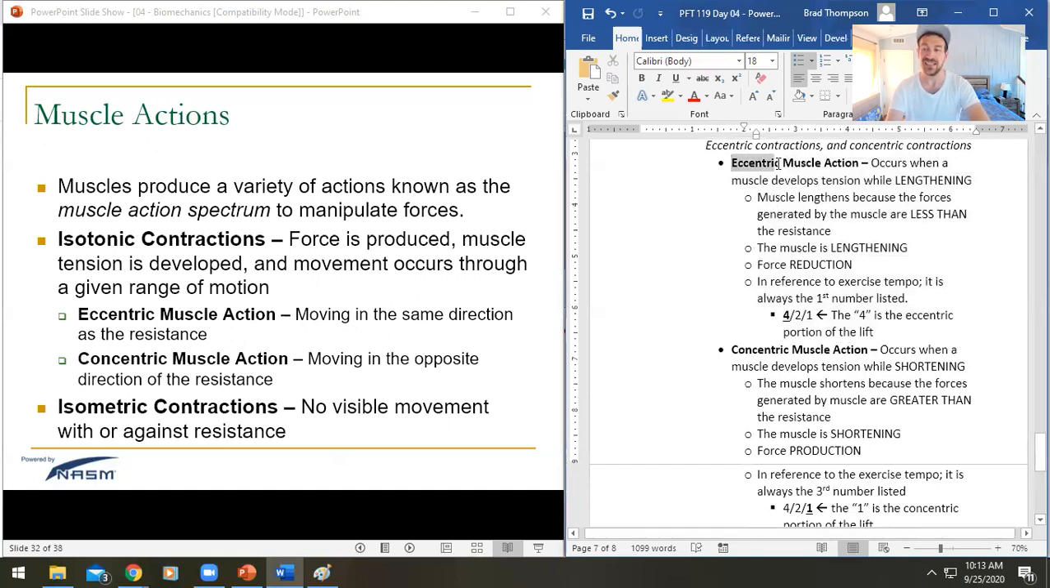So eccentric muscle actions, right? These occur when a muscle is developing tension when it is lengthening. So the muscle's being stretched out. It's contracting, but it's contracting for less force than gravity or whatever resistance you're applying to it, right?